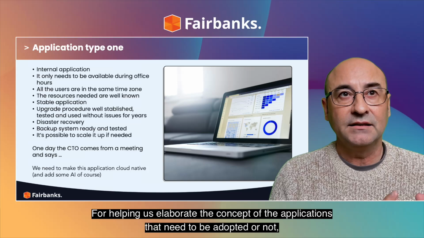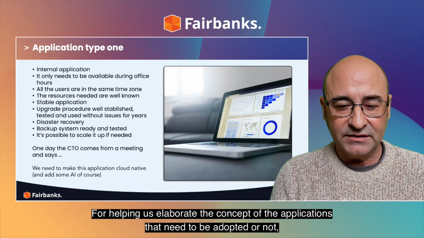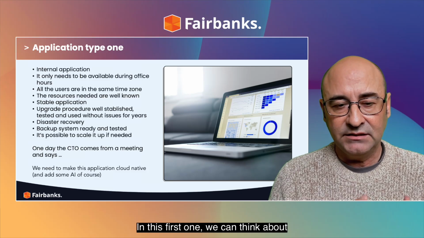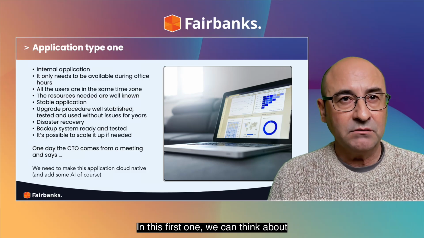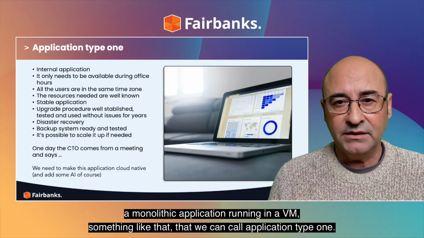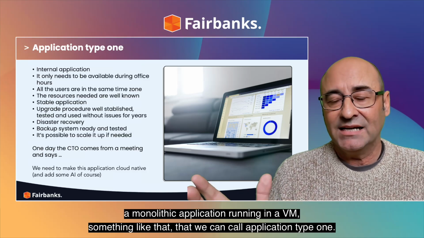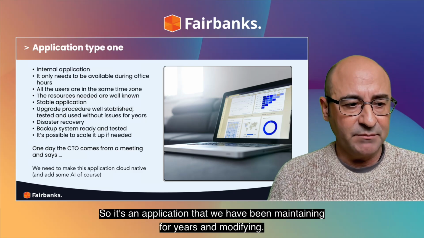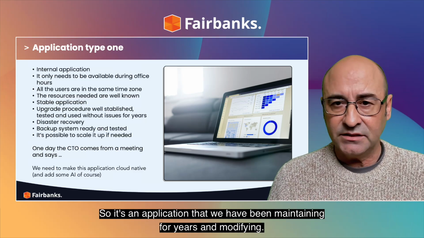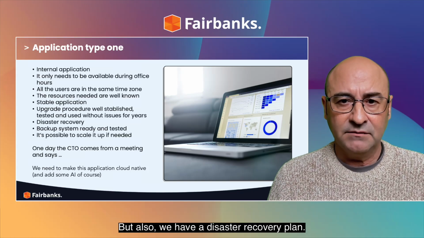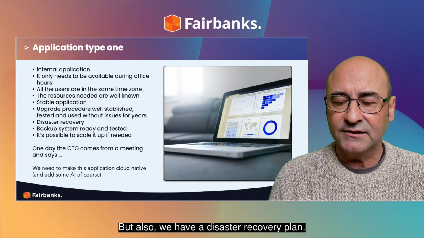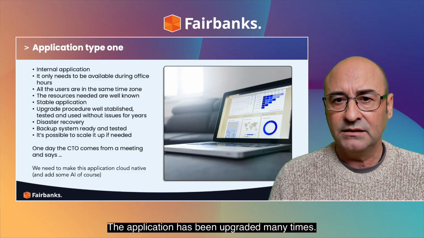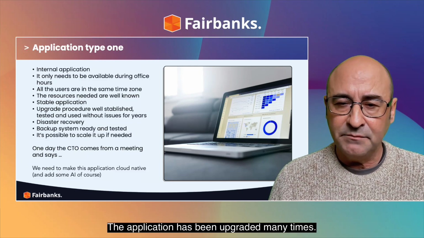For helping us elaborate the concept of the applications that need to be adapted or not, let's use two different examples. In this first one, we can think about a monolithic application running in a VM, something like that, that we can call application type 1, that is a very stable application. So it's an application that we have been maintaining for years and modifying, but also we have a disaster recovery plan. The backups are tested, are working. The application has been upgraded many times.